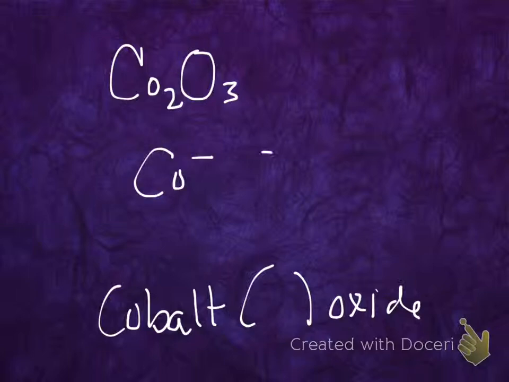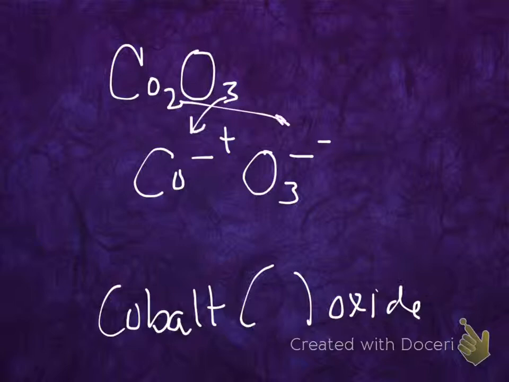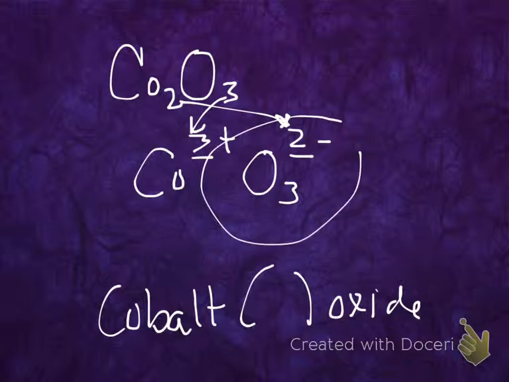So then we're going to do our reverse crisscross. We know cobalt will be positive. Oxygen will be negative. We get a 3 and a 2. Oxygen does form a 2 minus ion, so that hasn't been simplified, so this is cobalt 3 oxide.